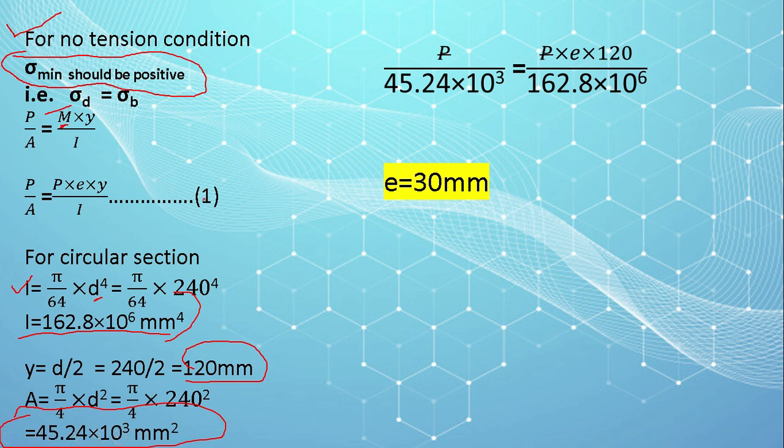Now in equation number 1, put all these values. This P gets cancelled. Value of y is 120. Value of moment of inertia 162.8 into 10 raised to 6. Value of cross section area 45.24 into 10 raised to 3. So after solving this equation we get E is equal to 30 mm. This is the limit of eccentricity.